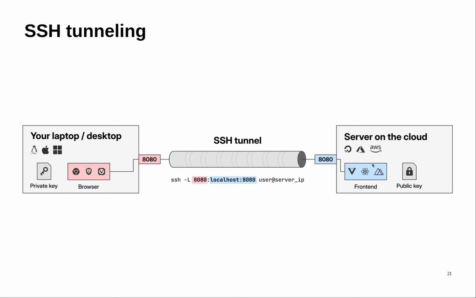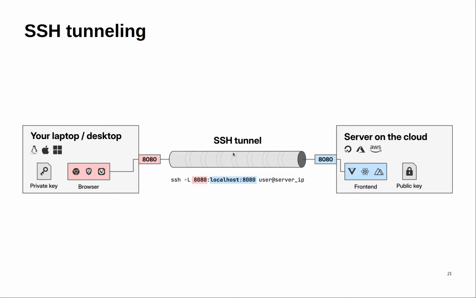We will have our front end running here. In our case, it's Vue.js, but it can also be React, Nuxt, or any other framework, or just pure HTML, CSS, and JavaScript. And we have our public key. In the middle, we have a tunnel that we call SSH Tunnel. How do we see the app without opening, let's say, port 8080? We use SSH Tunneling for that.